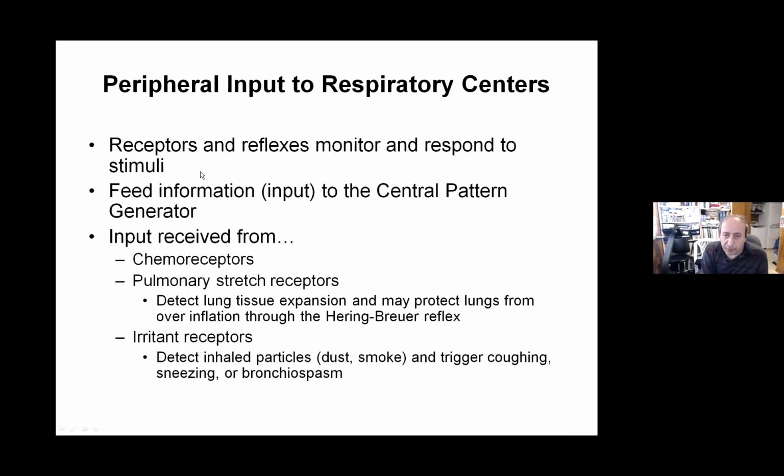So the peripheral inputs to the respiratory center originate from chemoreceptors and from pulmonary stretch receptors. These detect how inflated the lungs are, so they protect from overinflation. We call this the Hering-Breuer reflex. And there are irritant receptors, so smoke or dust can trigger coughing and sneezing.